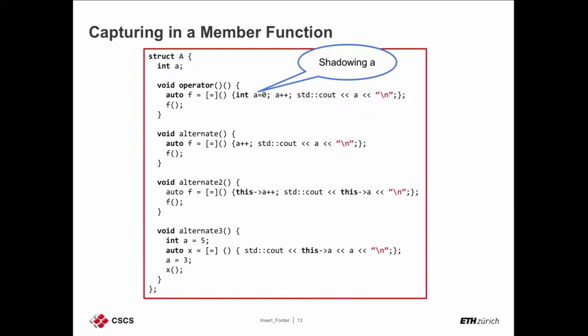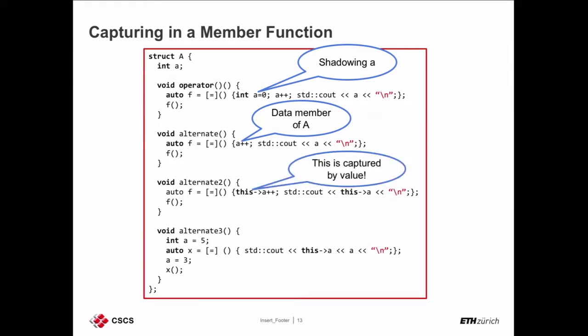So here we say that A is actually shadowing the data member. You are defining a new one inside. This is the data member A, because this is captured by value, and this A will shadow the data member A.